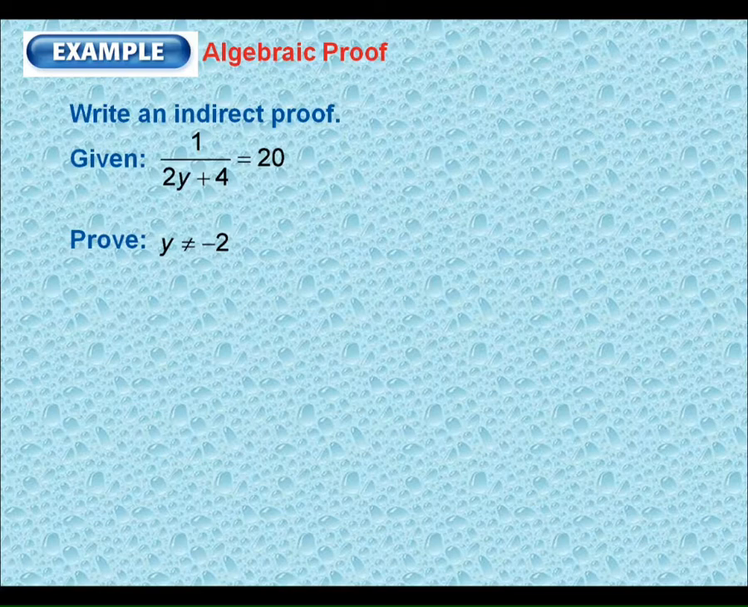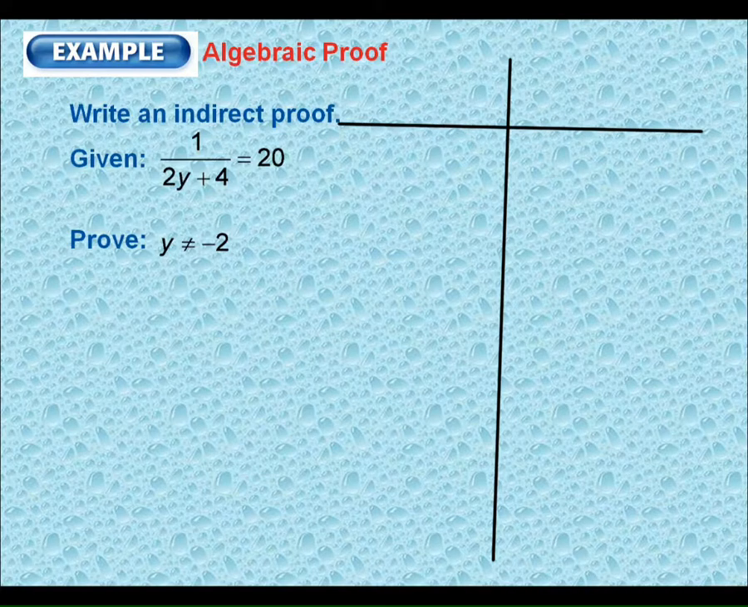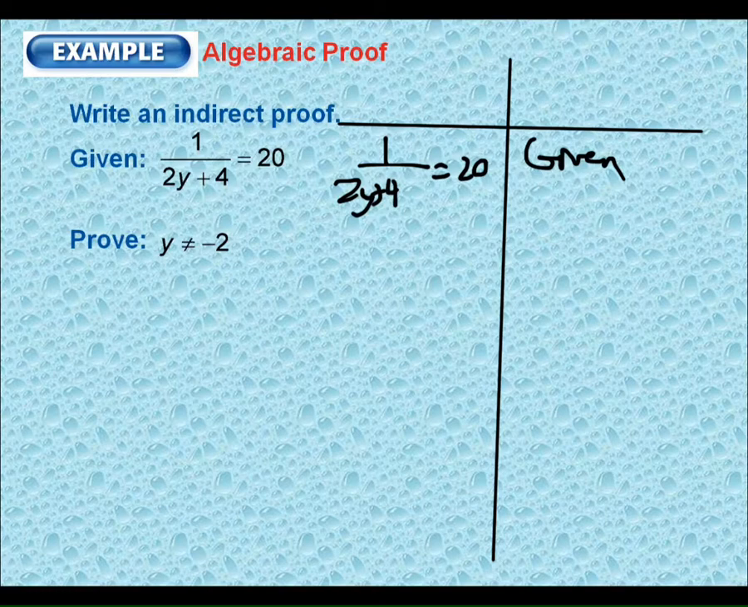We're given that 1 divided by 2y plus 4 is equal to 20. Just like other proofs, let's make this a two-column one. Our given is 1 divided by 2y plus 4 equals 20. It's the only piece of given we have. What we're trying to prove, so this is an algebraic proof, right, is that y does not equal -2.